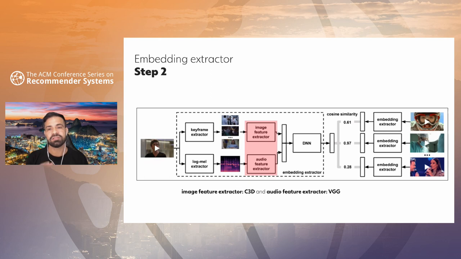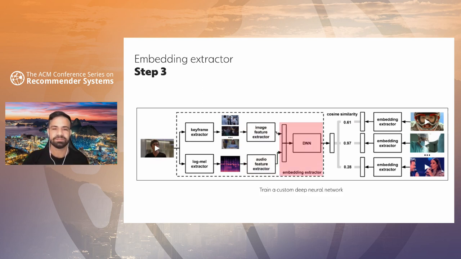The image feature extractor is a C3D model that receives a frame sequence as input and outputs the averaged results of the last convolutional layer. We use this output as a video-level feature representation. Following the same idea, the audio feature extractor is a VGG model that receives a log-mel spectrogram and extracts the last convolutional layer as an audio-level feature representation.